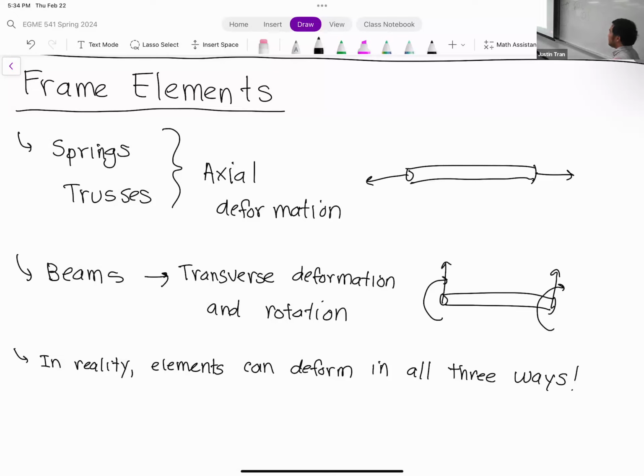Let's say that you wanted to use direct stiffness to model a structure, like a bridge or maybe a chassis for a car, using direct stiffness elements. You'd be hard pressed to choose which type of element you would want. You could make the argument that they could all be truss elements, or that they're beam elements, depending on the geometry and the loading. But in reality, the deformation that you expect is probably going to be quite complex. So it would make sense for us to have an element that captures all three modes of deformation: axial deformation, transverse deformation, and rotation.